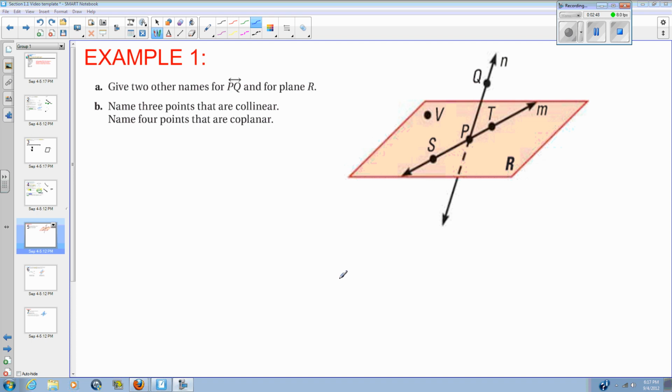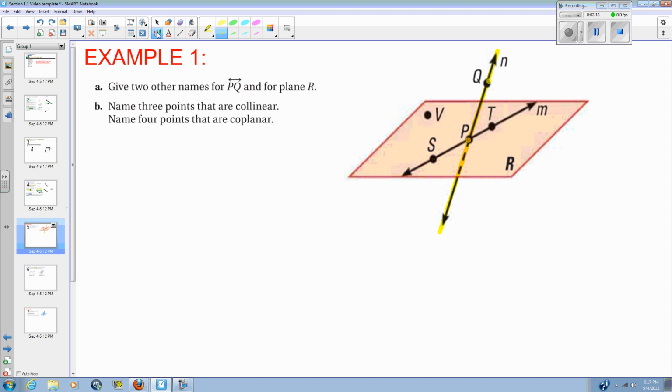Okay, so let's take our new vocabulary and see how this would look in a problem in our textbook. For part A, in example 1, it says give two other names for line PQ. So if we look at PQ, let's see if I can find my highlighter. There we go. PQ, so starting at P and Q, we've got a line. Our job is to name two different names for that.